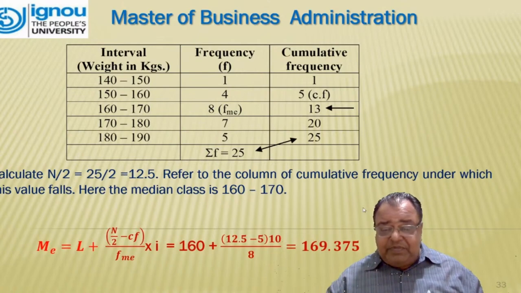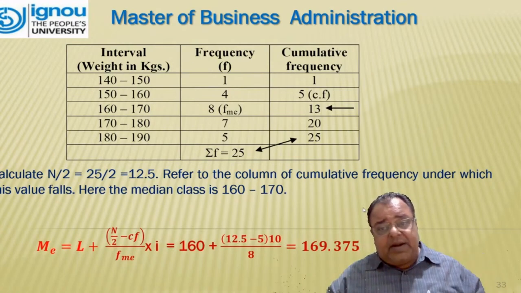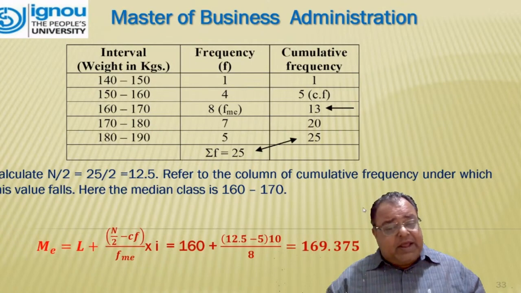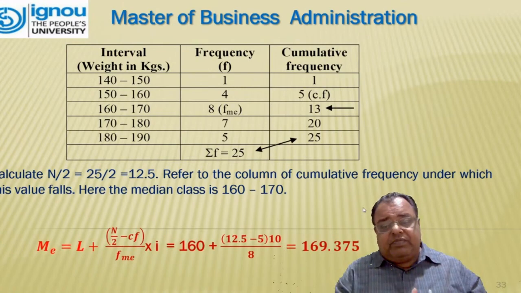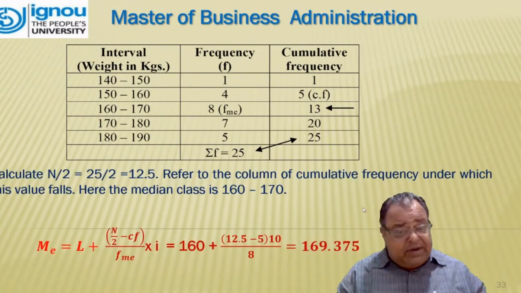Remember one thing. Summation of F will be the same number as the last row of the cumulative frequency, which has been marked by N. Here summation F is 25, and the last number in the cumulative frequency column is also 25. Now, summation N by 2. We have summation F as 25. 25 divided by 2 is 12.5.